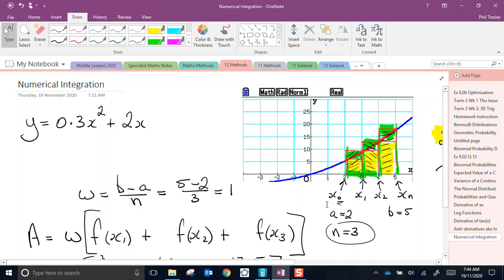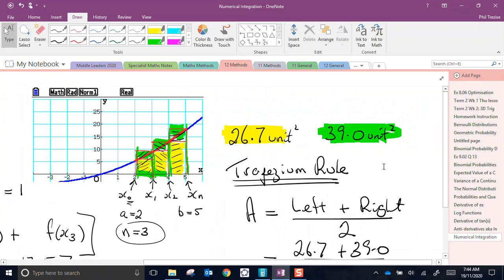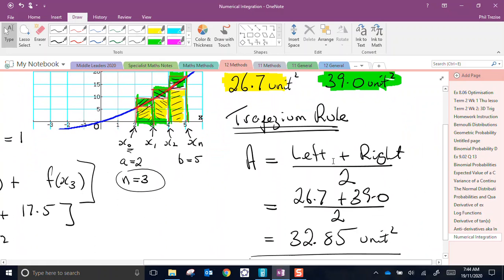And it's nothing more than calculating heights of rectangles and areas of rectangles. For a trapezium, there is a slightly more complicated version of the Trapezium Rule, but for now, this is enough. It's the average of the left rectangles and the right rectangles.